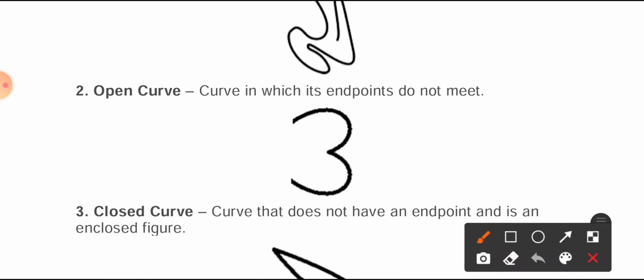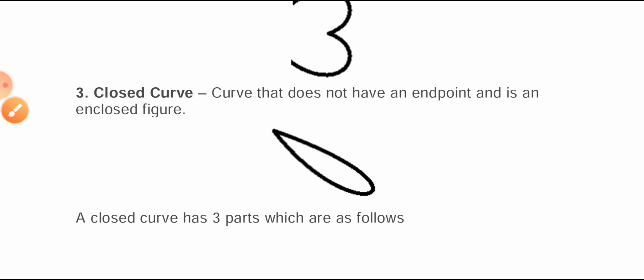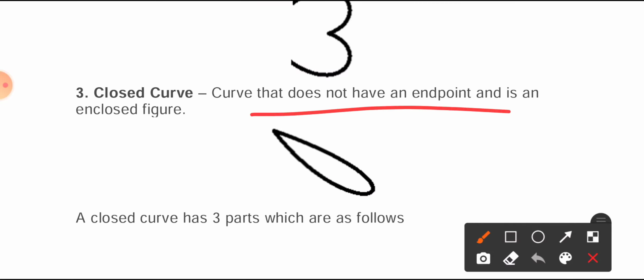Then open curve. Open curve means which does not have any end point. You can see it is open. It does not have any end points, they are not joining each other. Then closed curve means which has an end point.